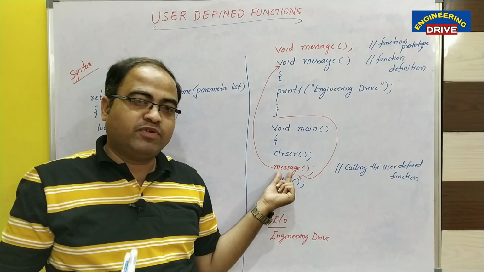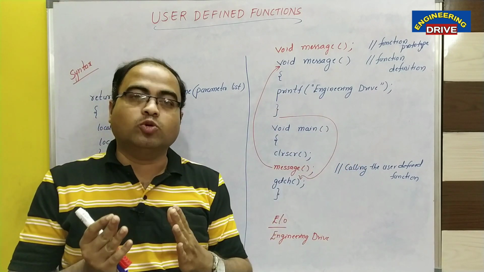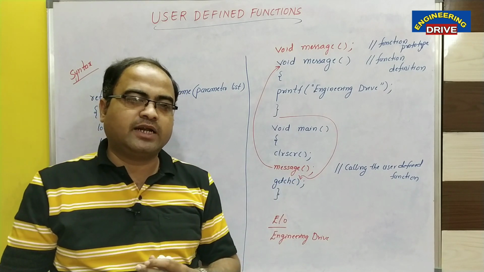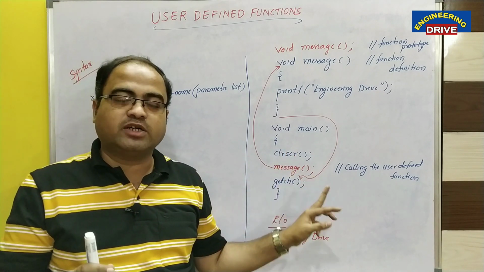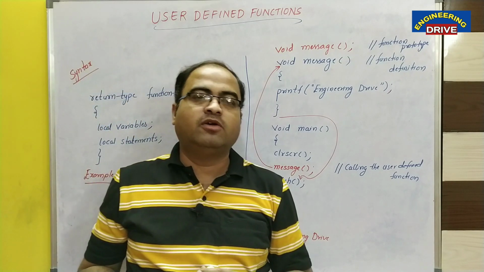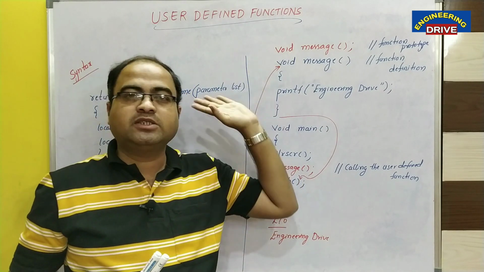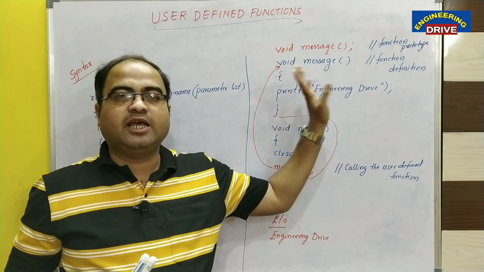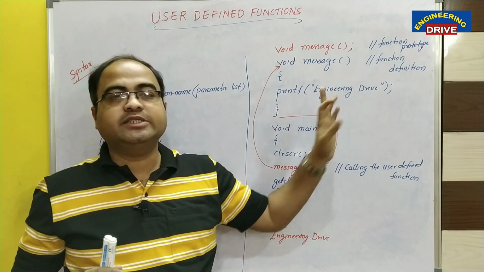Okay, where is the definition of message function? We have written this definition. Why have we written this definition? Because it is a user-defined function. Can we write the definition of CLRSCR function? Can we change the definition of CLRSCR function? No, it is highly impossible because CLRSCR function is a built-in function. We can't change its definition. Sometimes if we want to change the definition, if we want to create our own definition of a function, then we need to make use of our user-defined functions concept. Okay, so what is the name of our user-defined function in this program? Message is the name of our user-defined function, which is doing one work. Which work? Displaying the message engineering drive.